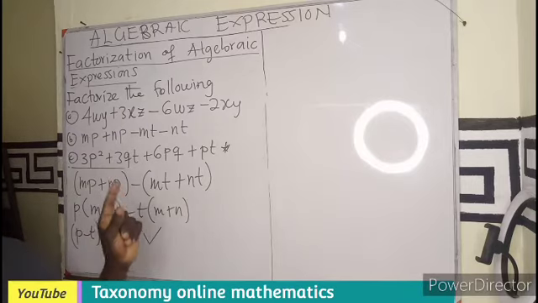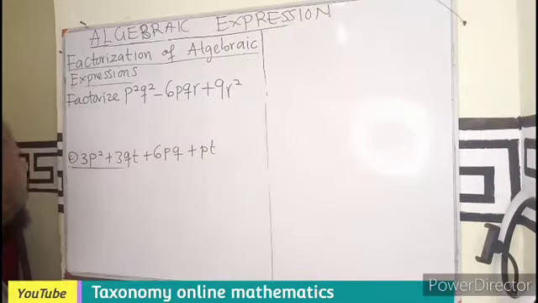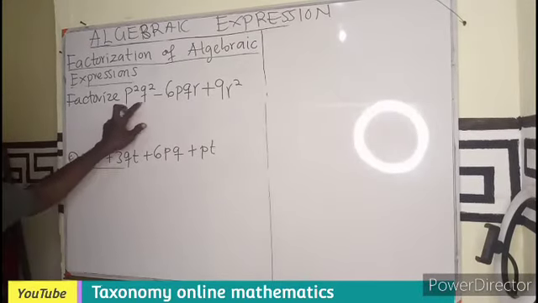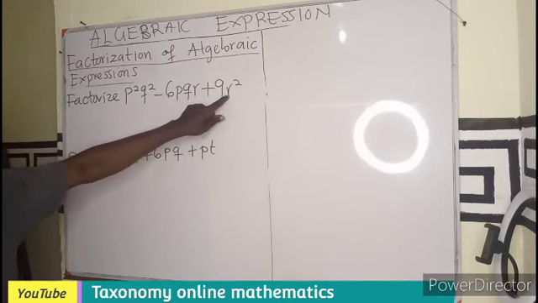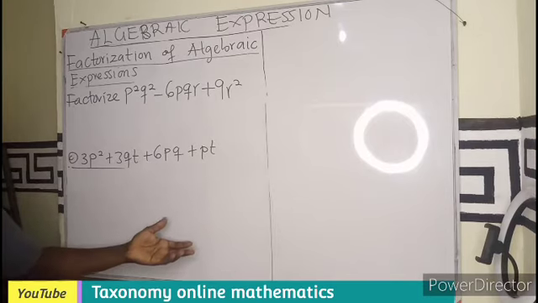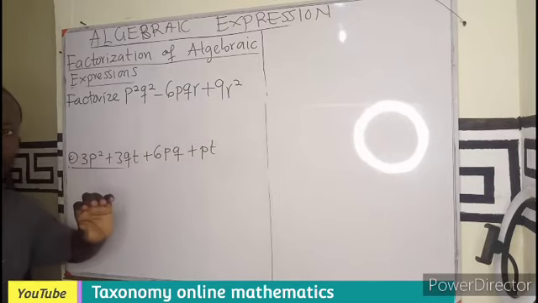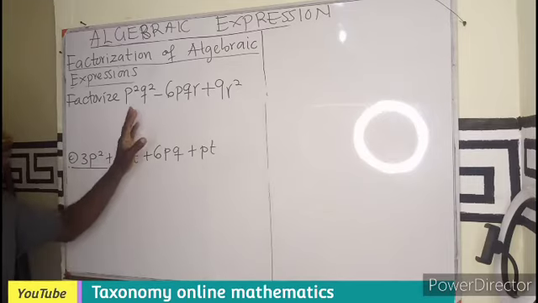Alright, let's take an example that is peculiar to this. Look at this. We have to factorize p squared q squared minus 6pqr plus 9r squared. This is under grouping. So we are expected to have what? 4 terms. But I'm seeing only what? 3 terms. Which means there's a hidden 4th term. How do we do it?